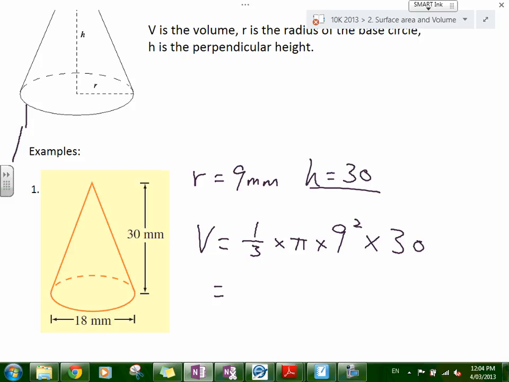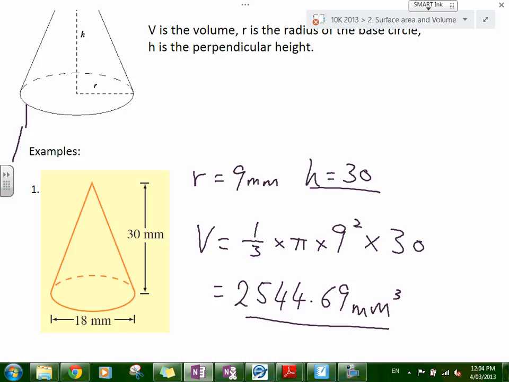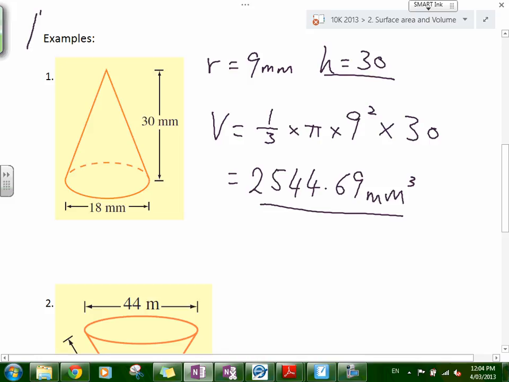2544.69 cubic millimeters. Alright, so we're just plugging it in and saying 1/3 pi times the radius squared, which is the area of the bottom, times 30, which is the height. Alright? Give a chance to just write that down.